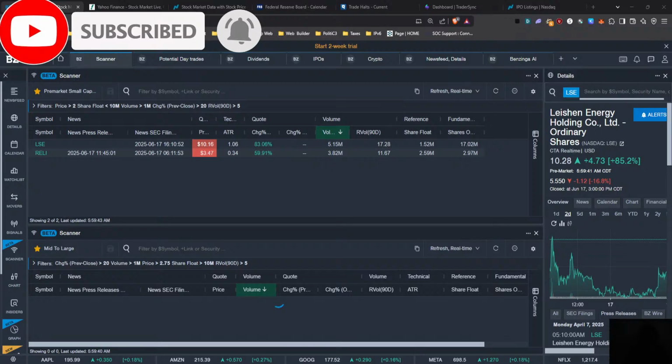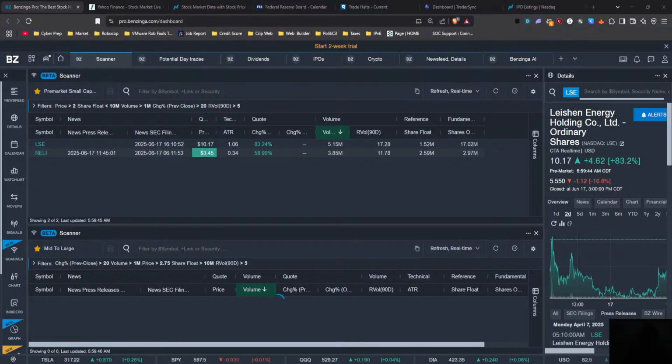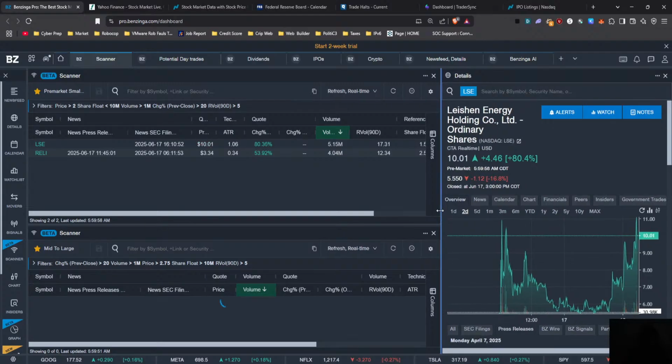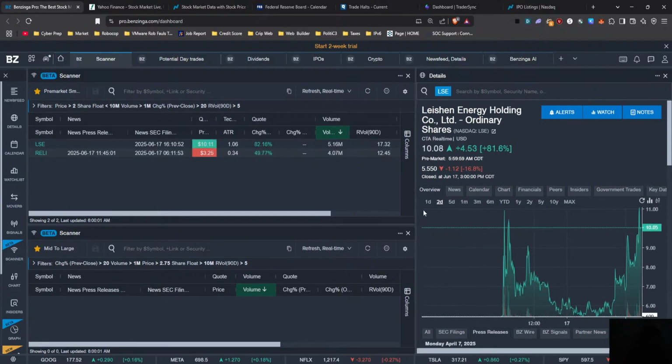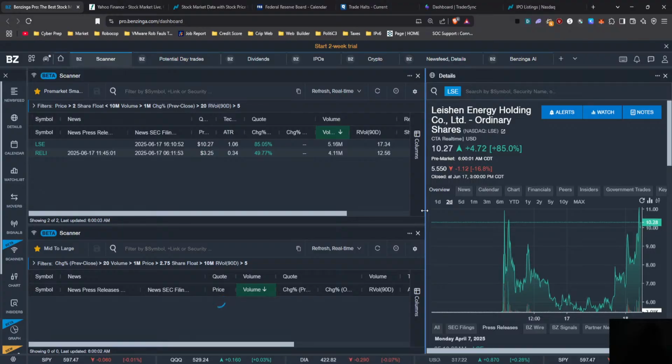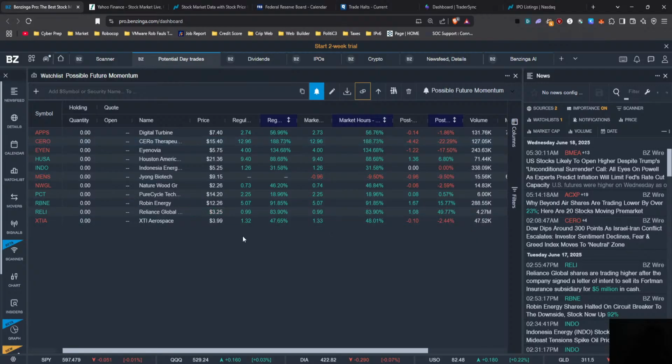Today on the scanner, I'm seeing LSE up here, and really was one that I saw last night that started popping up. We can look into it and see what's going on over there. And then I had a couple other ones. So I was playing around in Benzinga yesterday, just looking at some of the features. So I created some watch lists, and this is the watch list that I pulled from yesterday afternoon.